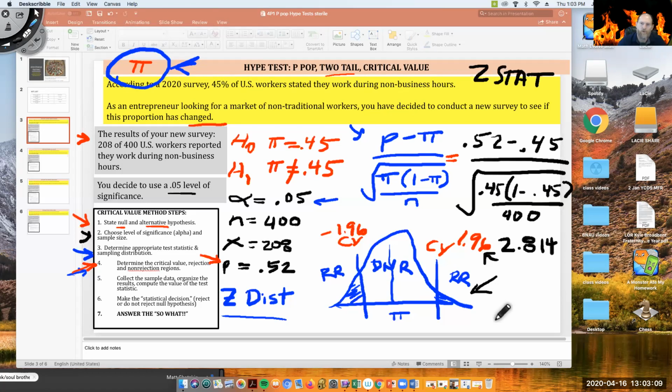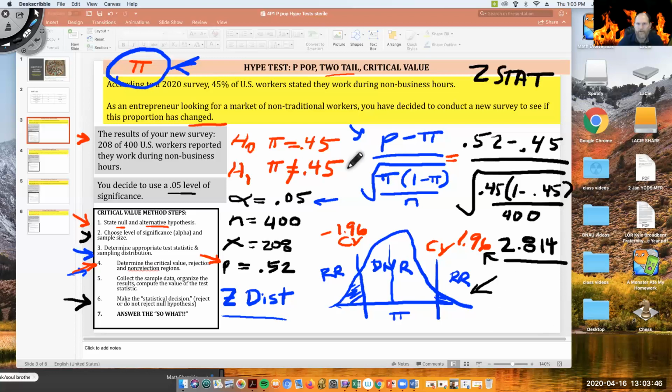And so, Joel, what do we do with that? Do we reject the null hypothesis or do we fail to reject? And so the null hypothesis is what again? Right up here, H0, population proportion is equal to 0.45. And the number you just got is 2.814. So that would mean you have to reject it because it's not equal to 0.45.